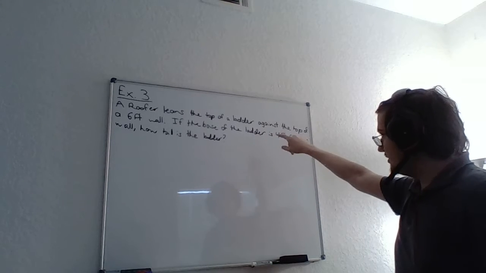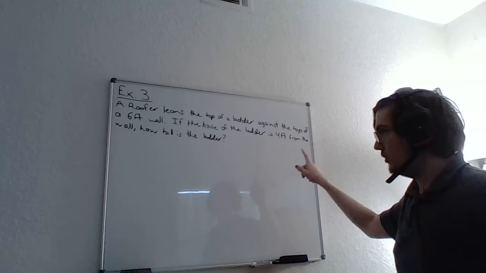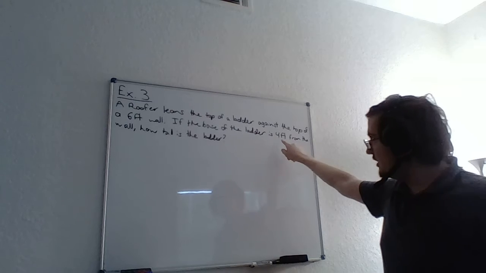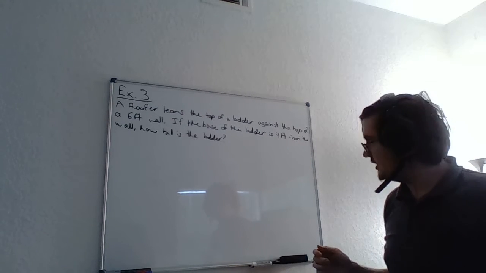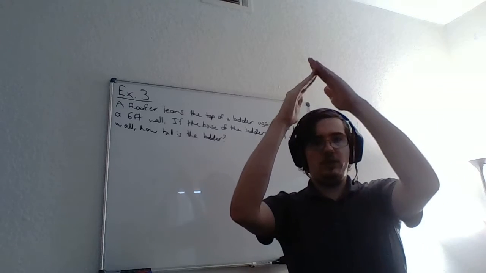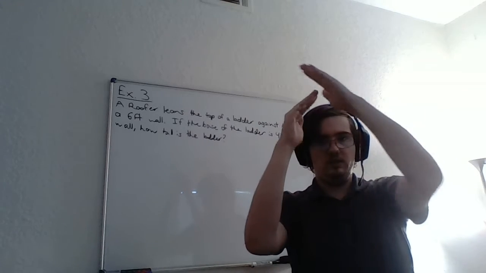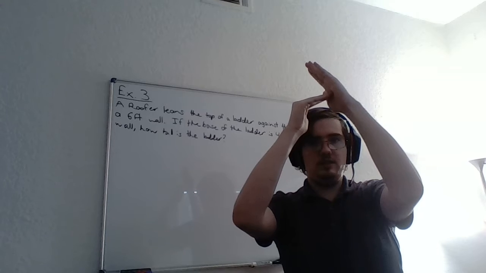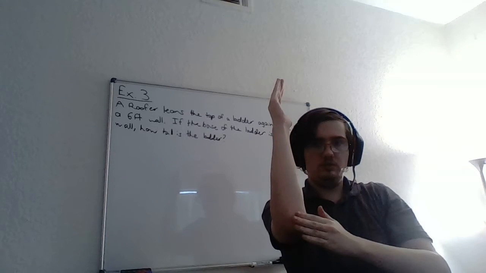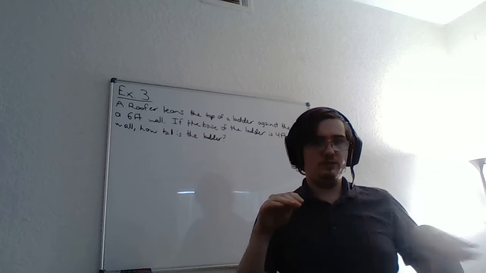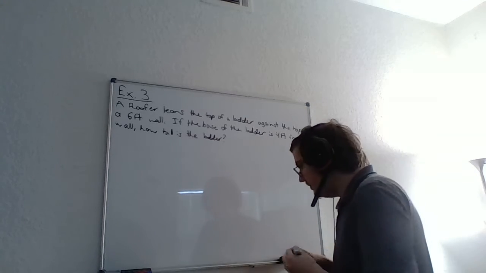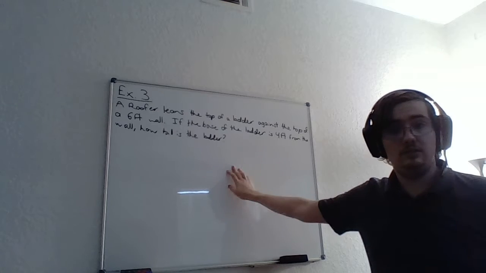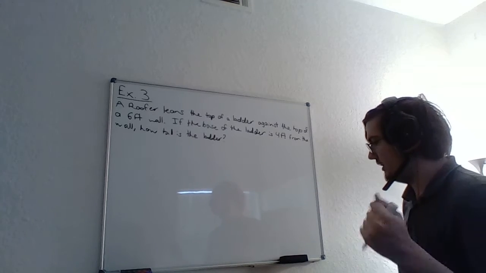Now, if the base of the ladder is 4 feet from the wall, how tall is the ladder? Okay, so the base of the ladder is 4 feet from the wall. So what that means is, down at the bottom, down here, the distance between the wall and the ladder is going to be 4 feet along the ground. So, now that we've interpreted what that means, let's take a bit of time to draw the picture.